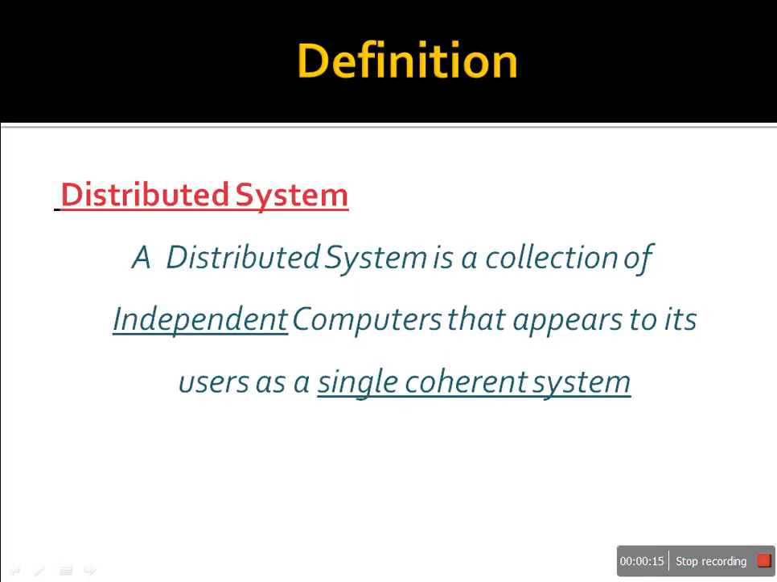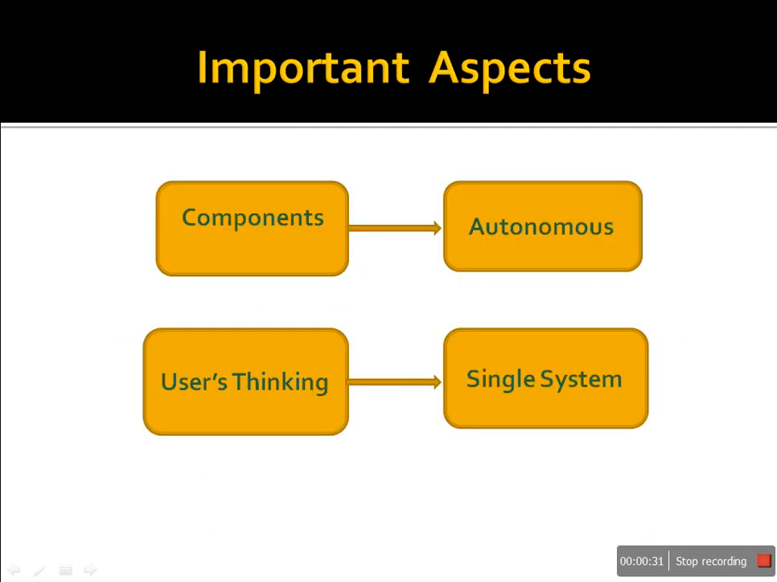What is a distributed system? A distributed system is a collection of independent computers that appears to its users as a single coherent system. This definition has several important aspects. First, a distributed system consists of components that are autonomous. A second aspect is that users think they are dealing with a single coherent system. This means that one way or the other, the autonomous components need to collaborate.